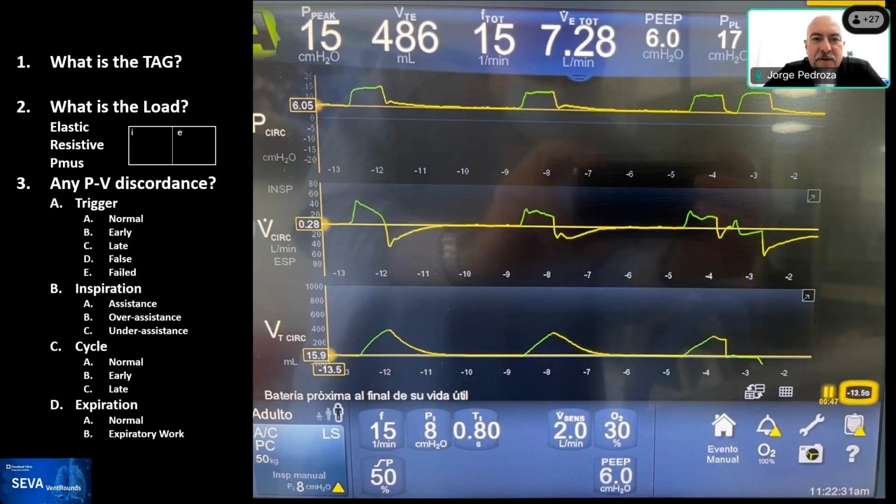Hello, everyone. Greetings from Mexico. This is a case from Mexico, from the ventilators we use here. This is a Puritan Bennett 980. And, well, you see these curves, and which is the tag? What is the tag that you already see here? Please write it down in the chat.